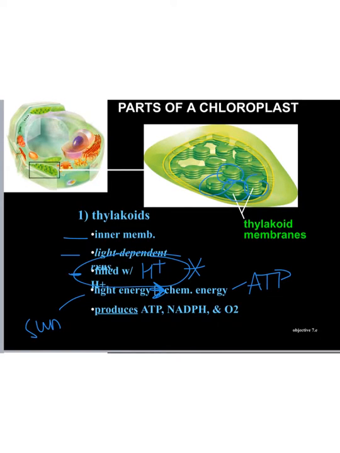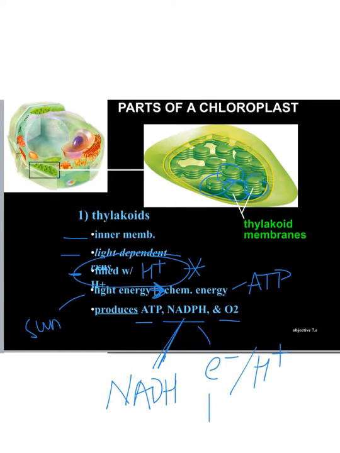So we produce three products here in the light-dependent reactions. We're going to produce ATP, we're going to produce NADPH, and we're going to produce some O2. NADPH functions exactly like NADH that we talked about in cellular respiration. It is an electron and hydrogen ion taxi. Remember, we talked about those back in chapter 9. The purpose for those is to deliver electrons and hydrogen ions where we need them to be in the cell. And so NADPH is going to do exactly the same thing that NADH did in cellular respiration.